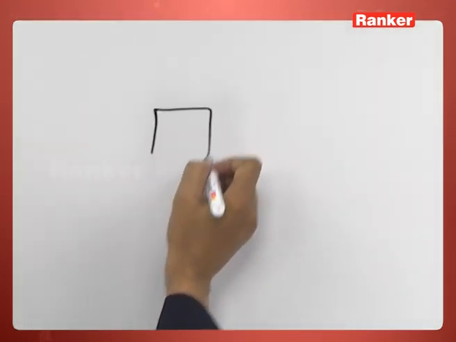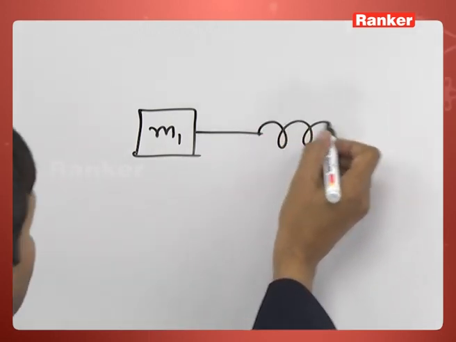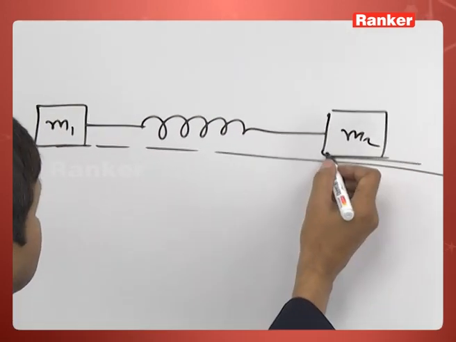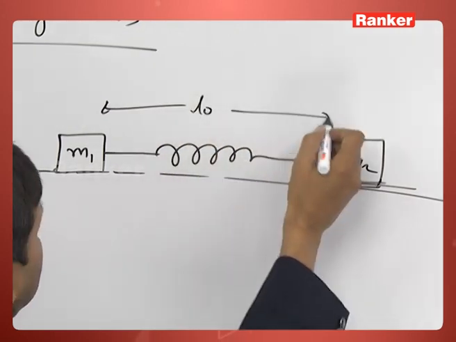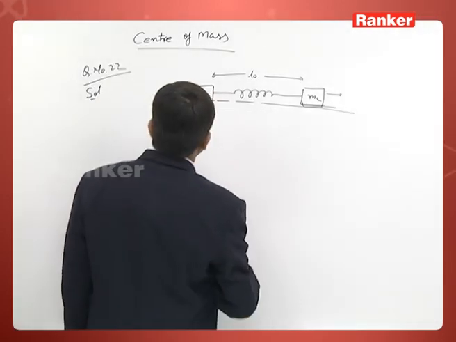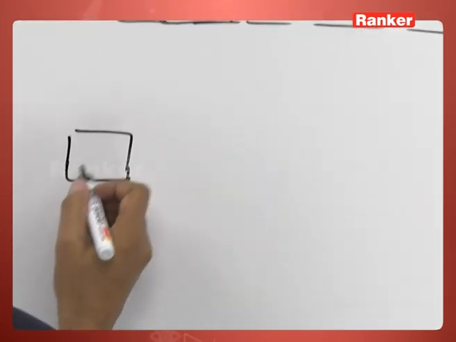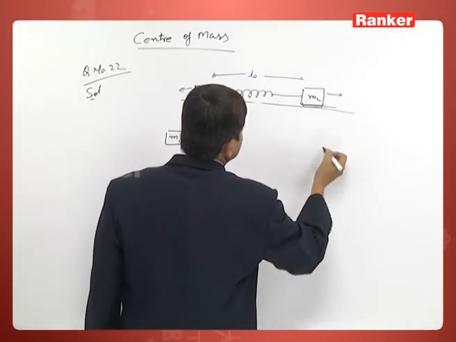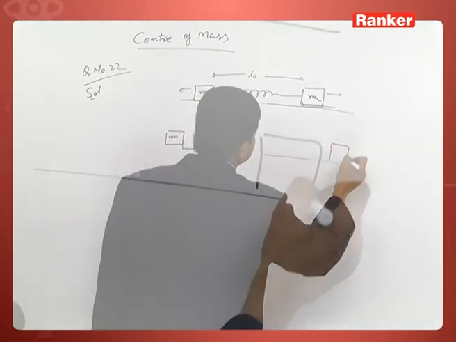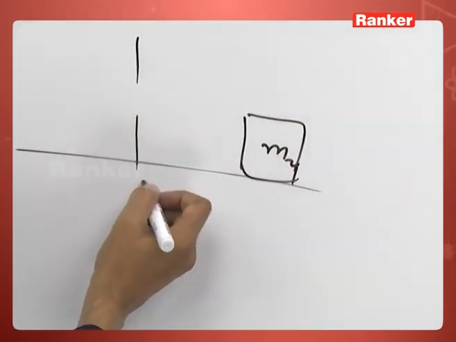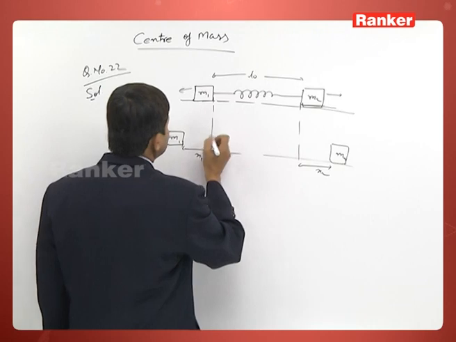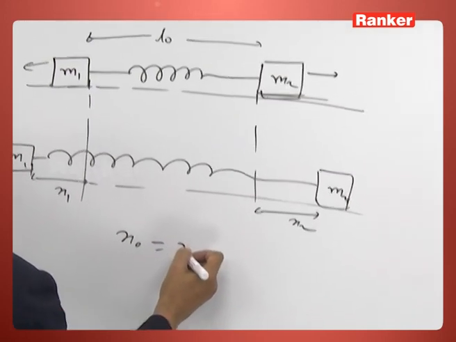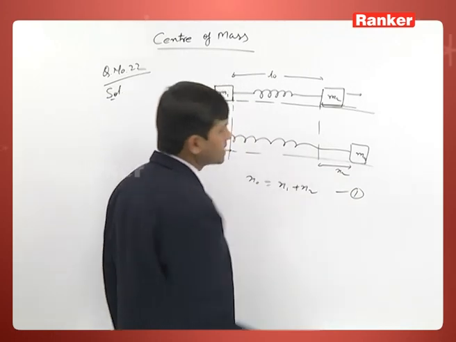It is given, these are the two blocks. Initially the spring is at its natural length L0. Now when it is stretched, mass m1 is displaced by x1 and mass m2 is displaced by x2, and this total is x0. So x0 is equal to x1 plus x2, first equation.